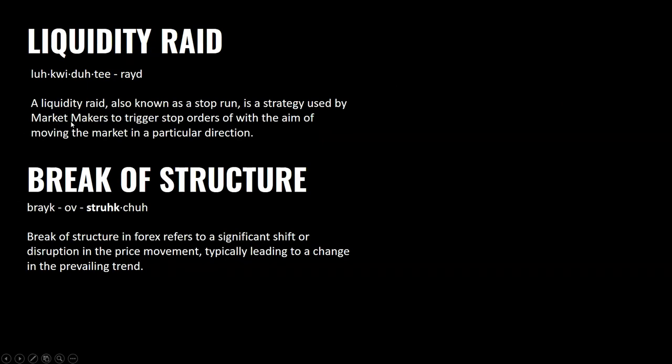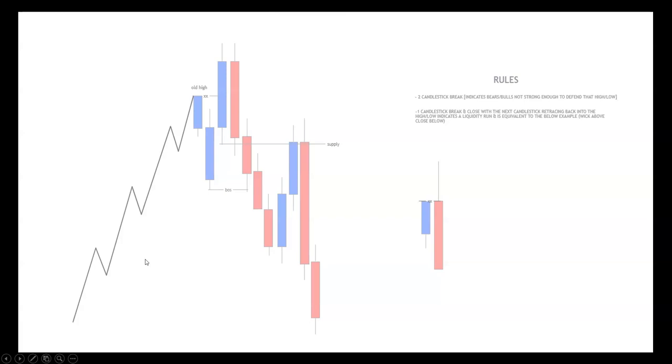The liquidity run is also known as a stop run. It is a strategy used by market makers to trigger stop orders with the aim of moving the market in a particular direction. A break of structure in Forex refers to a significant shift or disruption in price movement, typically leading to a change in the prevailing trend.